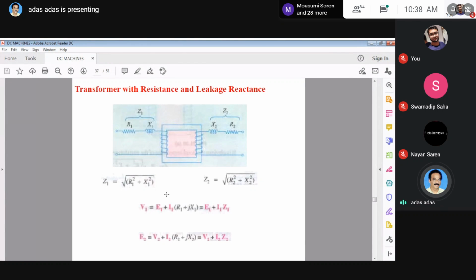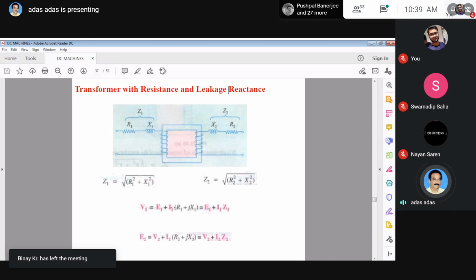This is your practical transformer consisting of resistance and leakage reactance. It is represented in the figure. Z1 is the input impedance, the square root of R1 square plus X1 square. Similarly, Z2, the secondary impedance, is equal to the square root of R2 square plus X2 square.